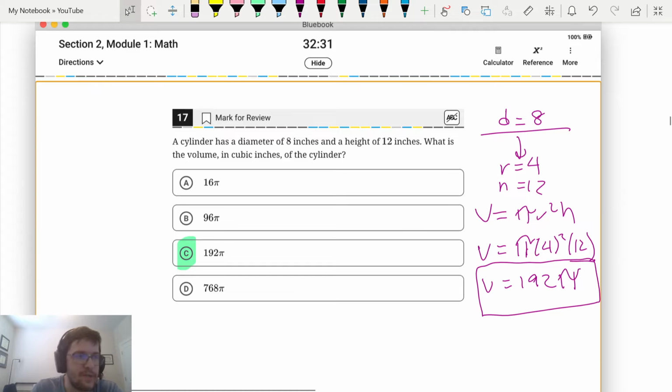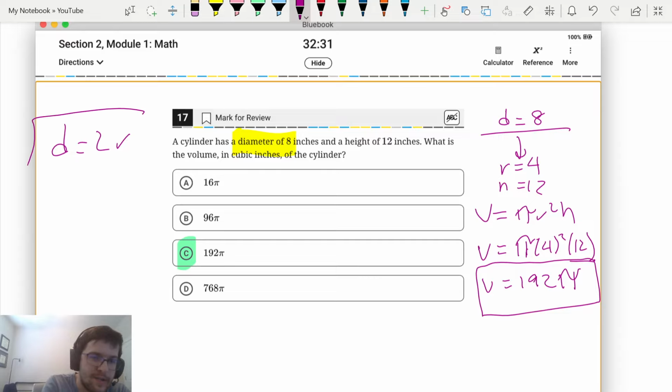So really all you had to do is look at the formula on the reference sheet and plug in the numbers. That's it for this one. Always pay attention if they say diameter or radius and which one you want for the formula. For this formula, we want radius, so you have to make sure you change it to a radius first. So remember that the diameter is always equal to 2 times the radius.